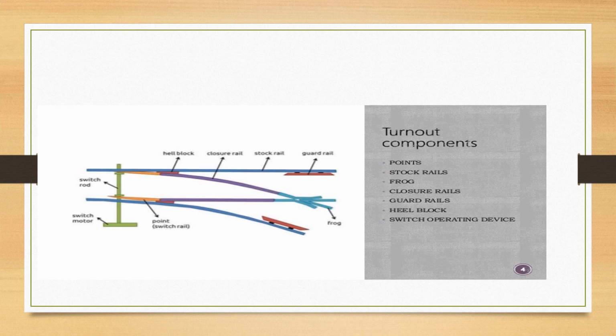B. A pair of tongue rails. The tongue rails, along with the stock rails, form a pair of switches or points. The function of the tongue rails is the diversion of a train from the main track to a branch track.